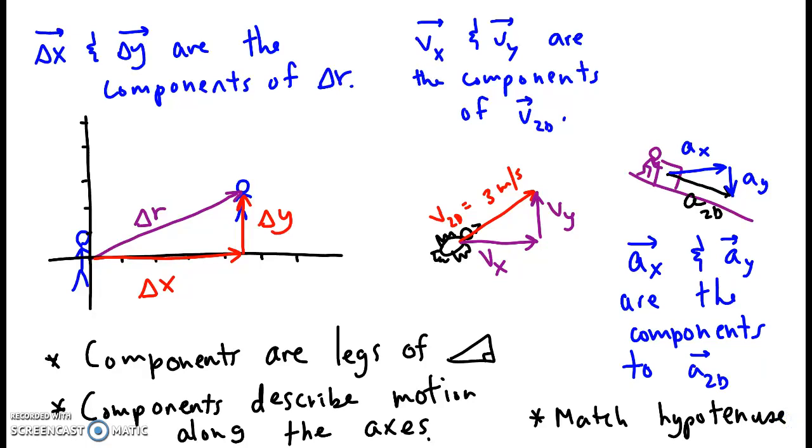What do I mean by that last one? If the hypotenuse is displacement, then the components are displacements. If the hypotenuse is a velocity, then the components are velocities. If the hypotenuse is acceleration, then the components are acceleration too.